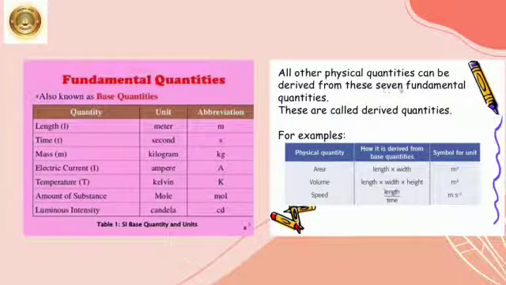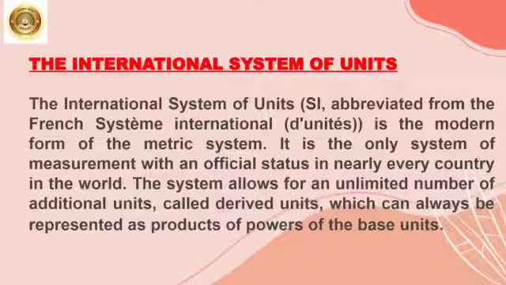So we see that all other physical quantities can be derived from the 7 fundamental quantities. So they are called the derived quantities. The International System of Units, or the SI unit, abbreviated from the French Système International, is the modern form of the metric system. It is the only system of measurement with an official status in nearly every country in the world. The system allows for an unlimited number of additional units called derived units, which can always be represented as products of powers of the base units.